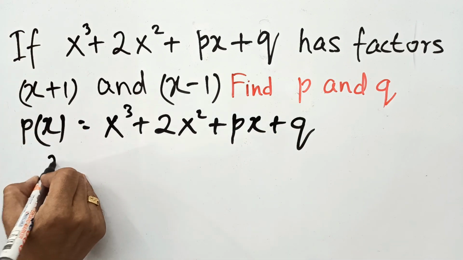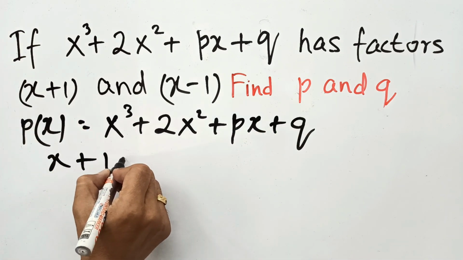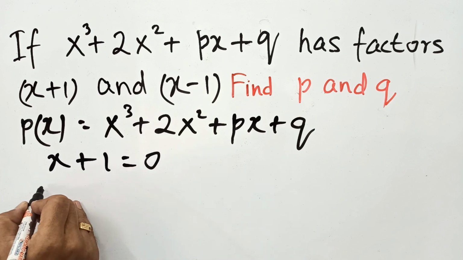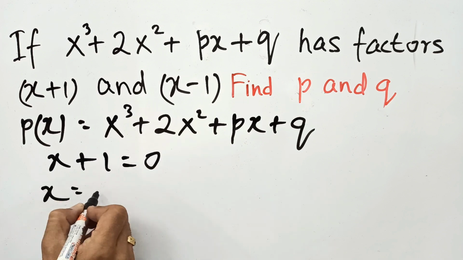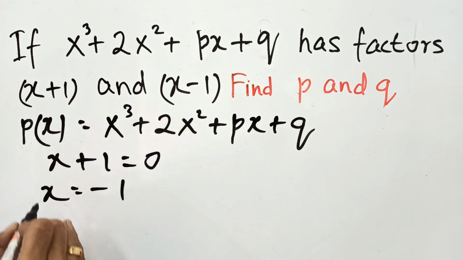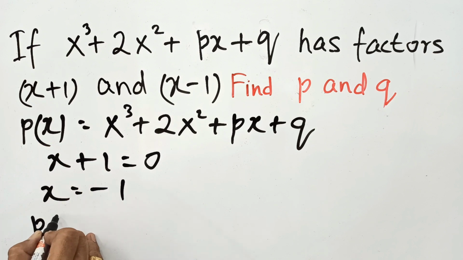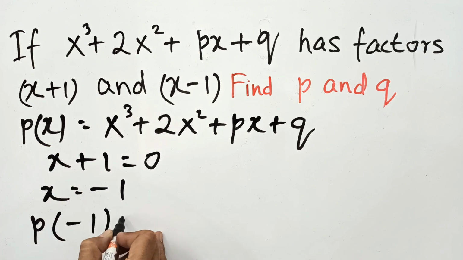X plus 1 is a factor, so we'll put x plus 1 is equal to 0. So it gives x is equal to minus 1. So in place of x, we will put minus 1. This is the factor theorem.